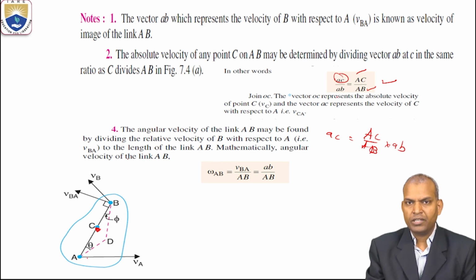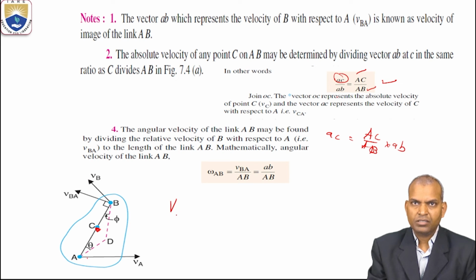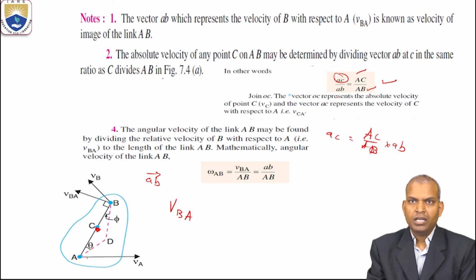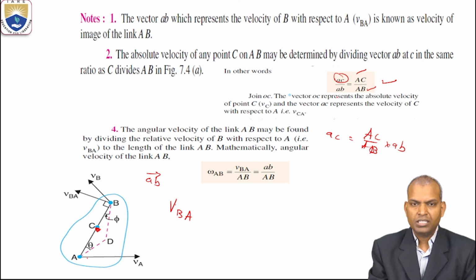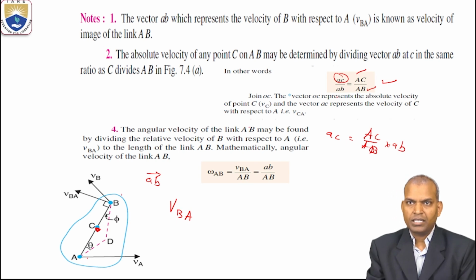Let us see how. The vector AB, which represents the velocity of B with respect to A, is known; that is the velocity vector of the link AB. The absolute velocity of C on AB may be determined by dividing the vector AB at C in the ratio in which C divides AB. That is, AC by AB equals capital AC by capital AB.